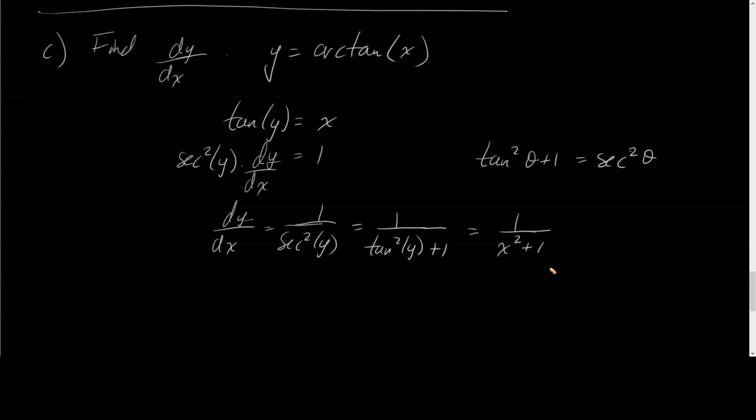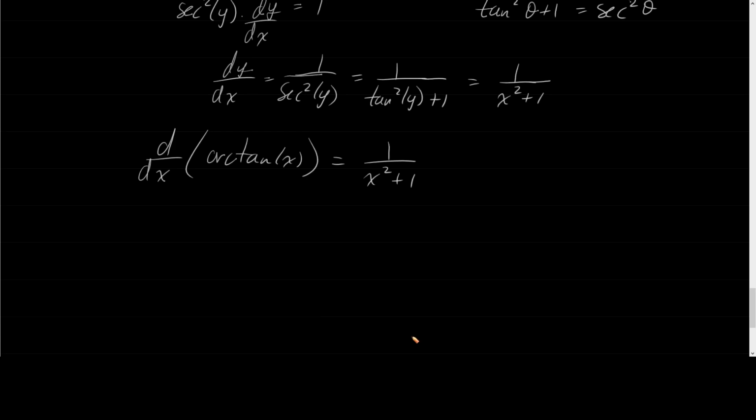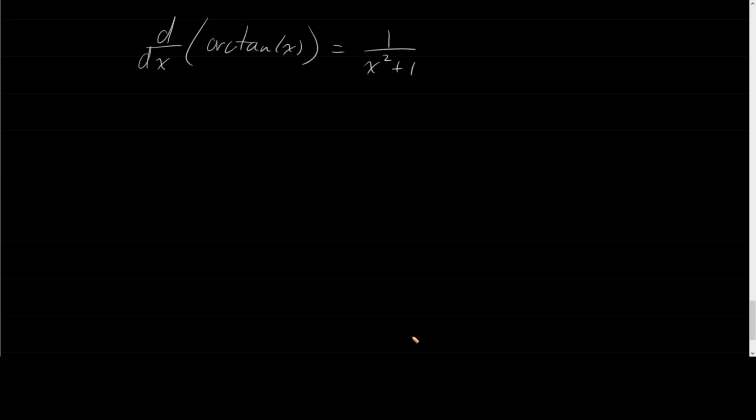So what did we find here? Well, what we found here is that the derivative with respect to x of arctan of x is 1 over x squared plus 1. So there we go. Now we know what the derivative of arctan was. So let's go ahead and talk about all the derivatives of the inverse trig functions. So theorem. Derivatives of inverse trig functions.